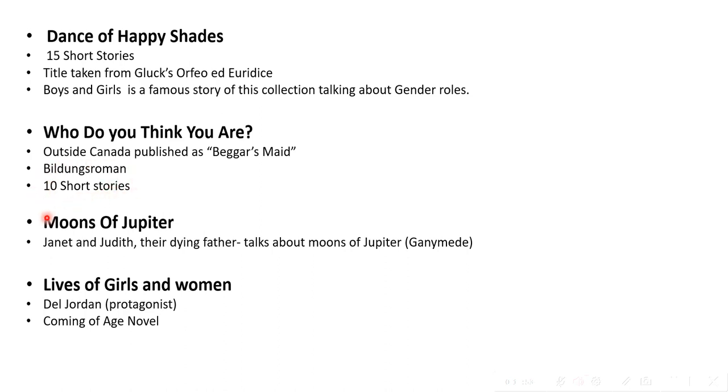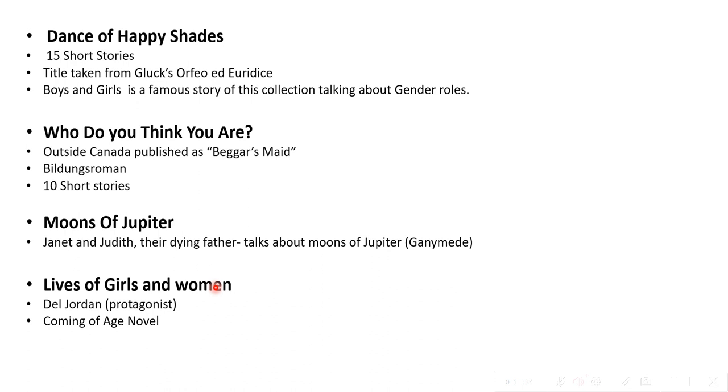Then the next work is The Moons of Jupiter. There are two children, Janet and Judith, who talk about their dying father and the various moons of Jupiter, such as Ganymede. They are psychologically dealing with the trauma they are going through, as their father is dying of a disease. This book gives you a psychological insight into how small kids are affected when disease or misery comes into their lives.